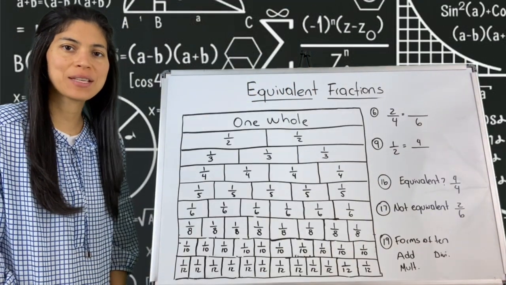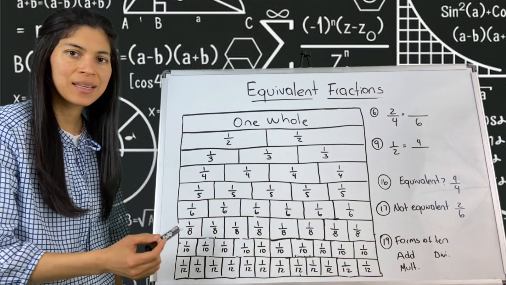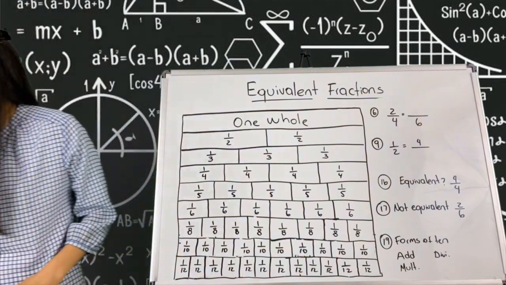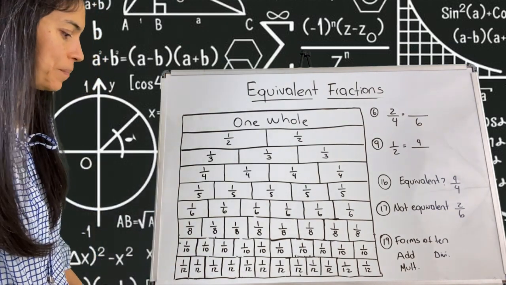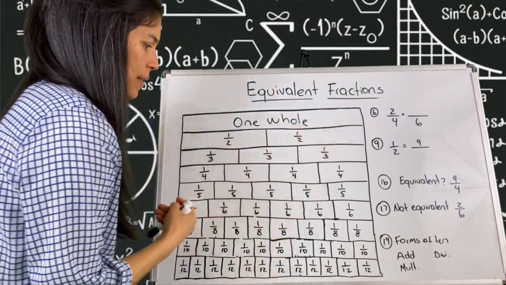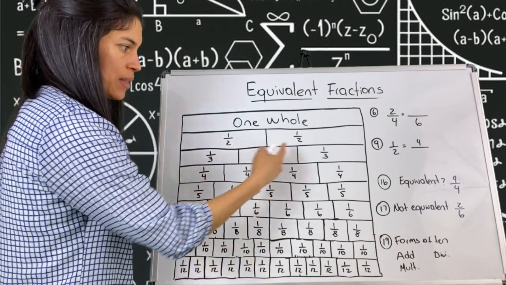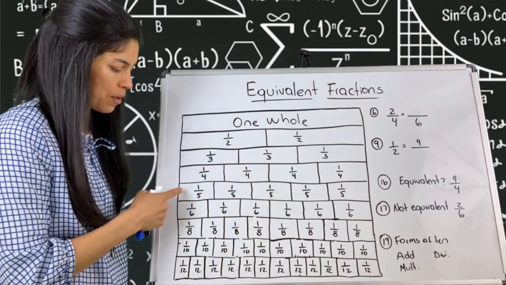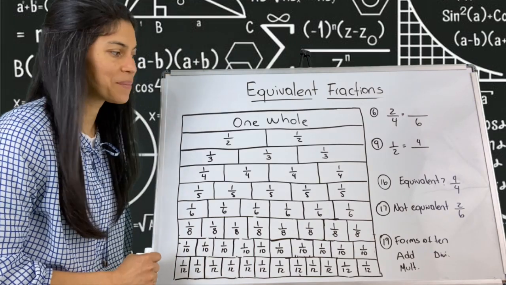I tried to make a fraction strip here because you have one in your worksheet. Plus, it helps us see equivalent fractions, maybe easier. So in your problem number 6, now let's look at the fraction strip. This is one whole. The whole can be divided in 2 and we have halves, right? Or we can divide it in 3 and we have thirds. It can be divided in 4 and we have fourths. It can be divided in 5, etc. The same whole, different fractions.